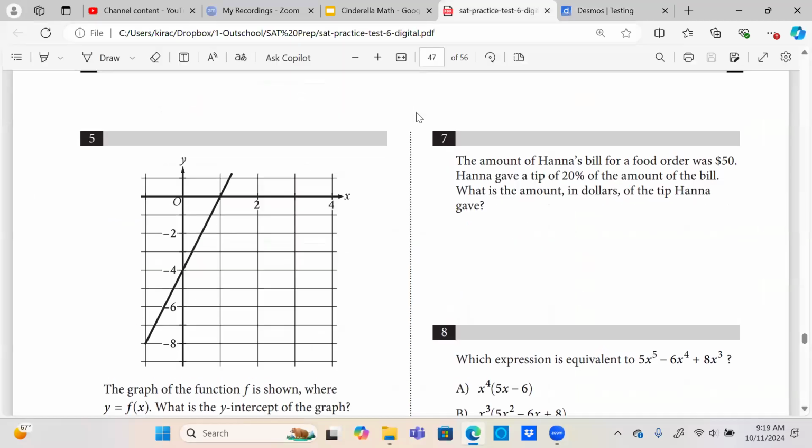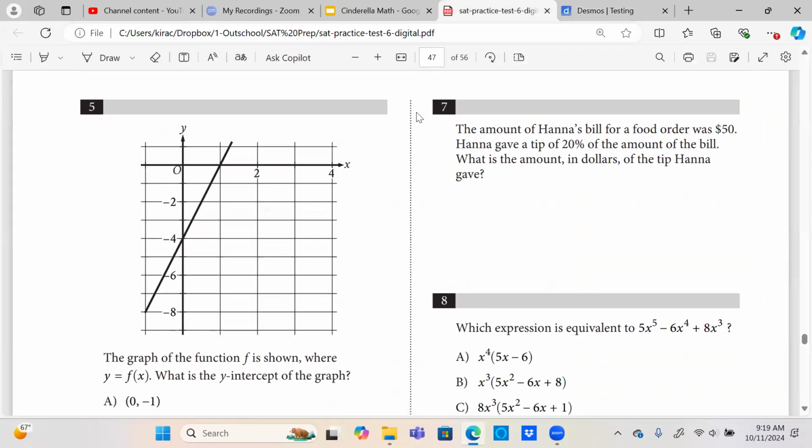Up to 7. The amount of Hannah's bill for a food order was $50, and she gave a tip of 20% on the amount of the bill. What is the amount in dollars of the tip Hannah gave? Okay, so we're going to take her total times the tip. And so we're going to change this to 0.20, or 0.2 would be fine. And that's how much she tipped the server. So you can just run that through your calculator.